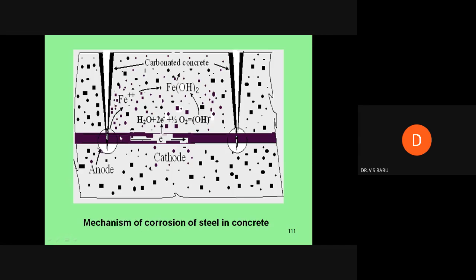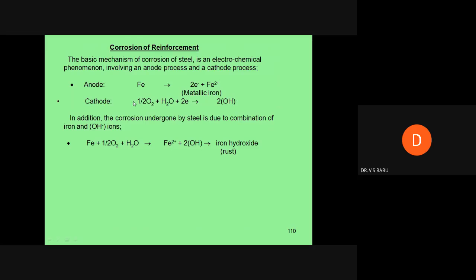So the anode Fe plus react with the OH minus ions and formation of the rust. And in the cathodic reaction, this water and oxygen react with the E minus ions and the formation of the OH ions. Now इसी को वापस चलो देखो.